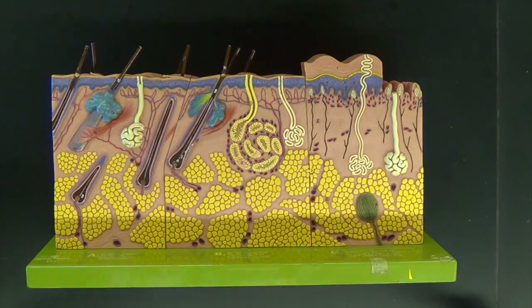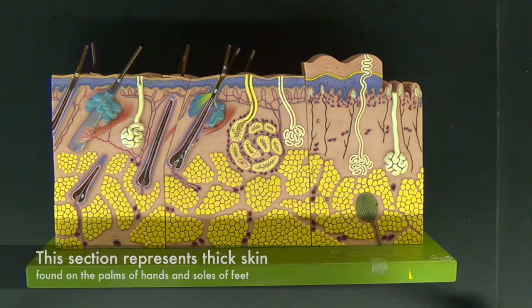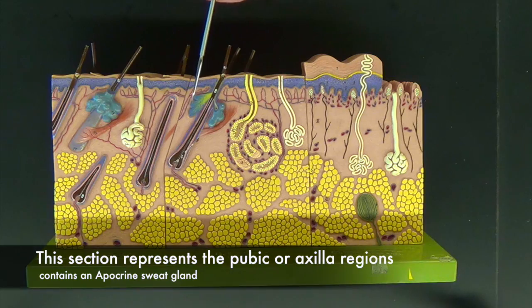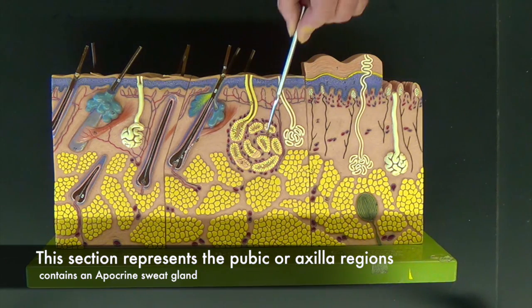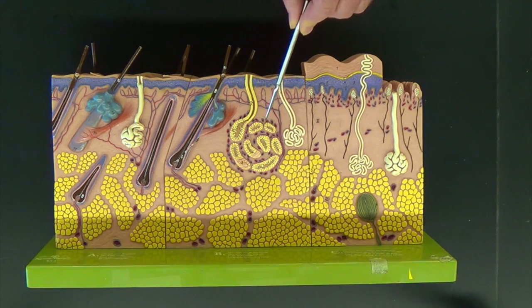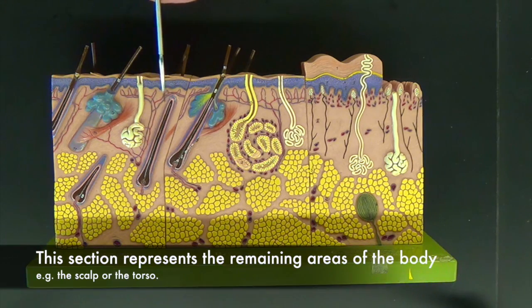Under my skin. This skin model shows three different types of skin. Here we have thick skin, which is found on the palms of our hands and the soles of our feet. This section is illustrating skin from the axillary or pubic region, and we can tell that by this large sweat gland here called an apocrine sweat gland. And this section here is just regular skin, or you might want to say it's the scalp with all the hairs.